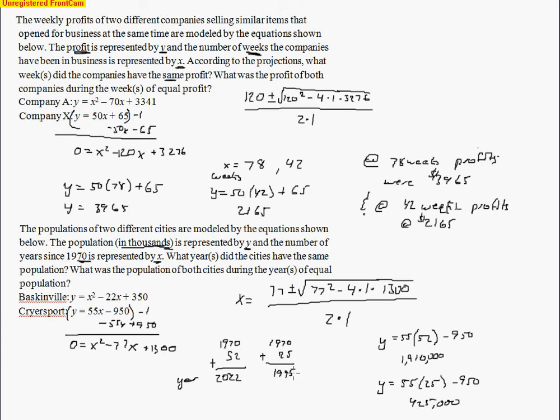So in year 1995, there were 425,000 people. And in the year 2022, there are going to be 1,910,000 people.